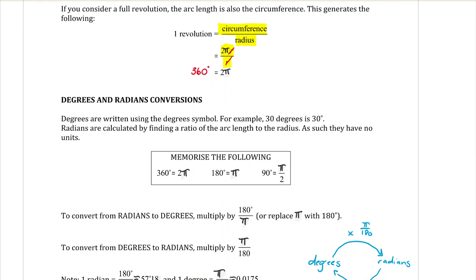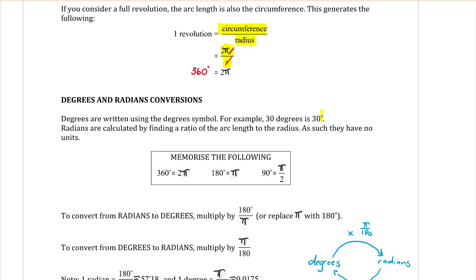So the next section is called Degrees and Radians Conversions. Degrees are written using the degree symbol. For example, 30 degrees has 30 with a little degree symbol in there. Radians are calculated by finding a ratio of the arc length to the radius, such as they have no unit. So you won't see a little symbol for them. But often you will see the pi symbol in there, which is how you will identify that they are a radian. So you're encouraged to memorize the ones in the table here.